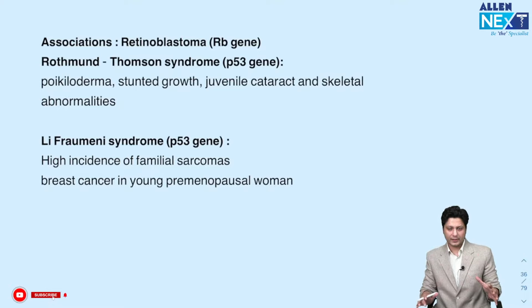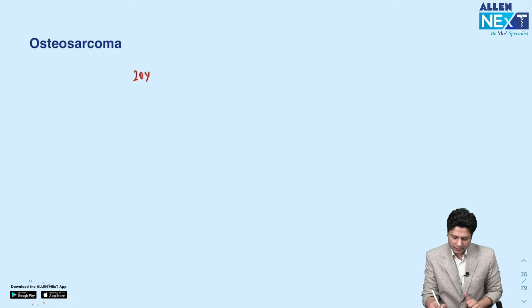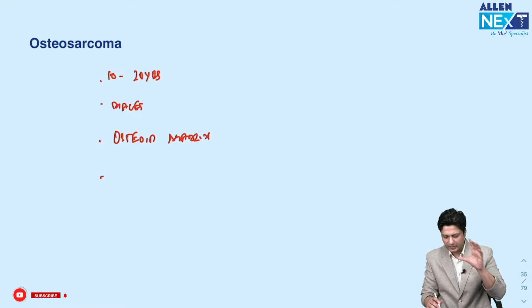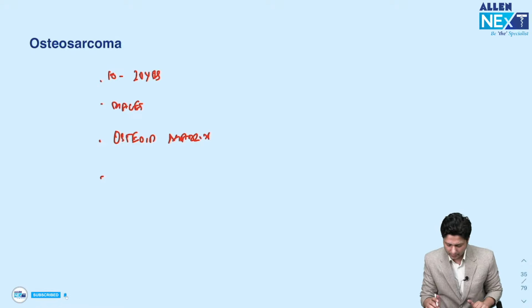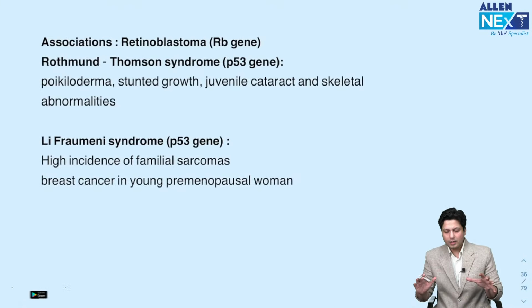As far as osteosarcoma is concerned, things which you are already aware of: 10 to 20 years of age, males are very commonly affected. It is a tumor of osteoid origin, a tumor where there is an osteoid matrix. Osteosarcoma is a metaphyseal tumor. Now comes the important part.